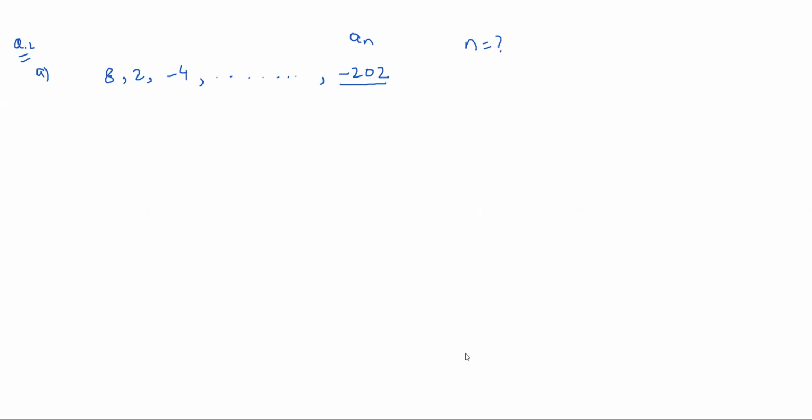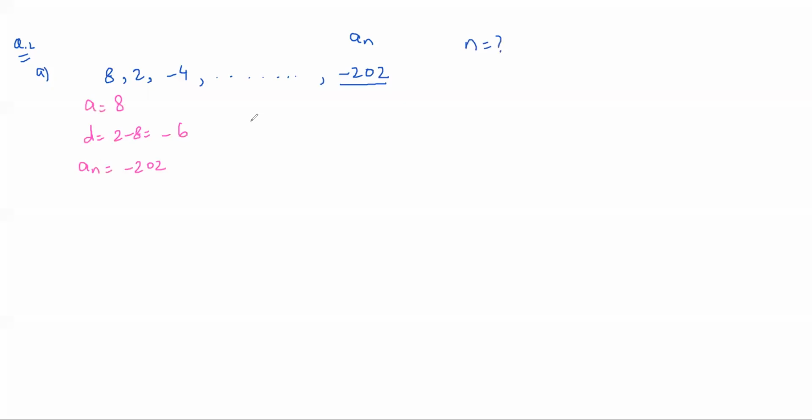So now we have A. You should always write this information that A is 8 and your D is 2 minus 8, which is minus 6. Your AN is given this time, which is minus 202.